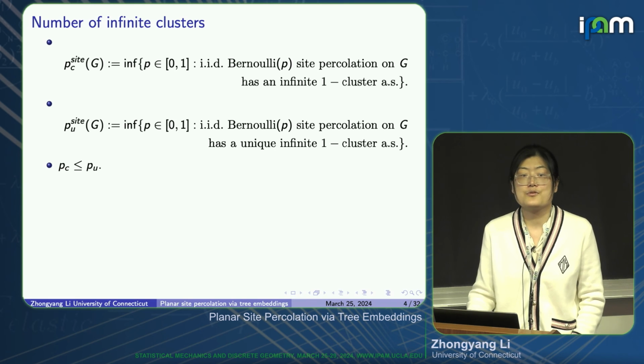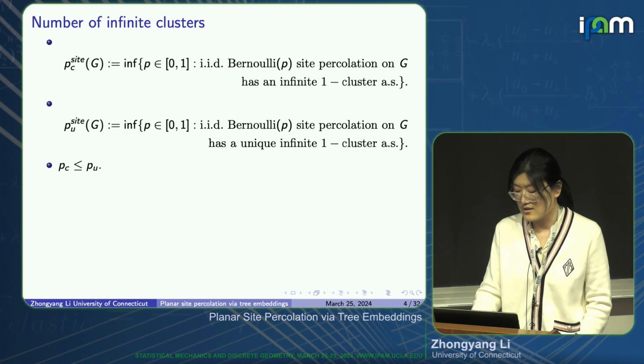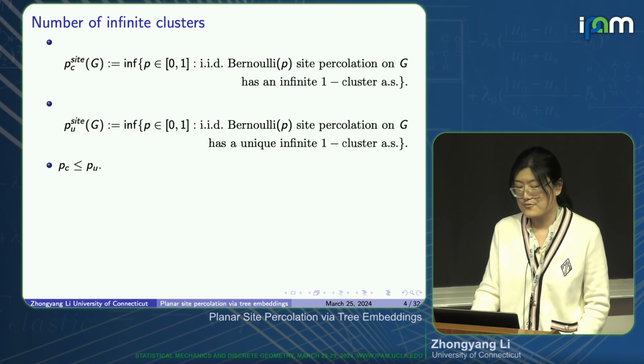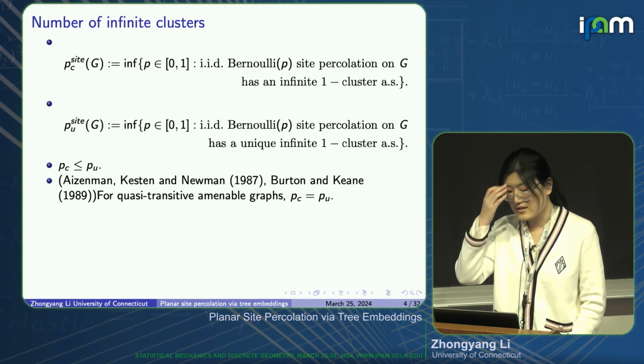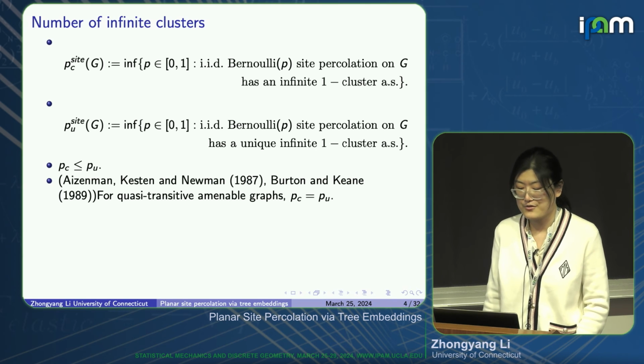Then the question becomes when we have strict inequality, when PC is strictly less than PU, and when they are equal. We may understand PC strictly less than PU as an intermediate state where we have infinite clusters, but the number of infinite clusters is at least 2. It is known that for quasi-transitive amenable graphs, PC is always equal to PU.